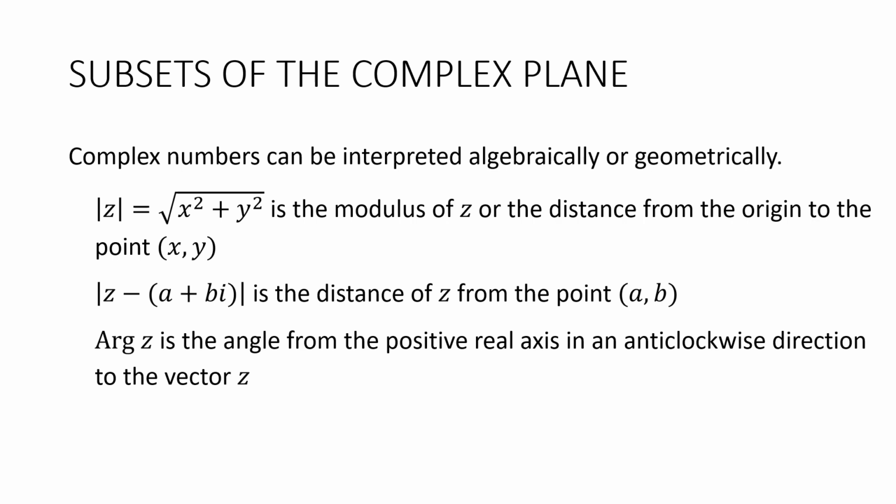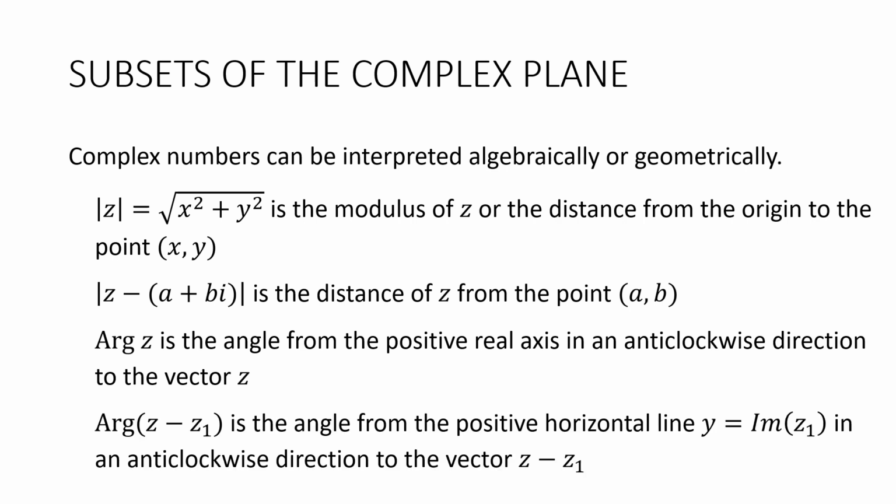Arg z is the angle from the positive real axis in an anti-clockwise direction to the vector z. And finally, arg (z minus z1) is the angle from the positive horizontal line y equal to the imaginary part of z1, in an anti-clockwise direction to the vector z minus z1.